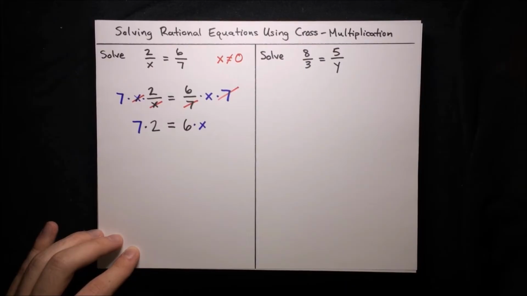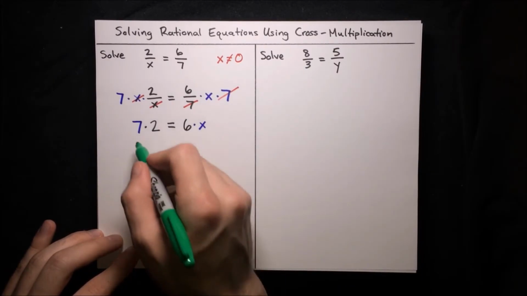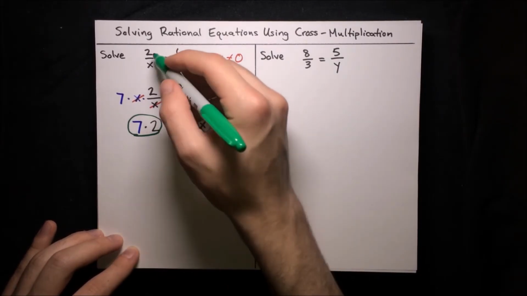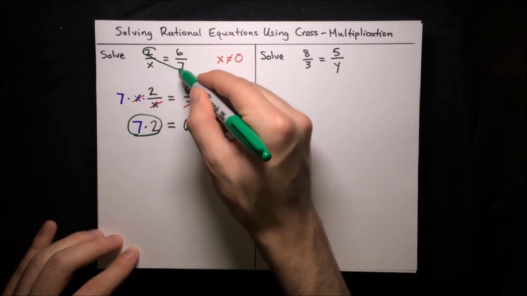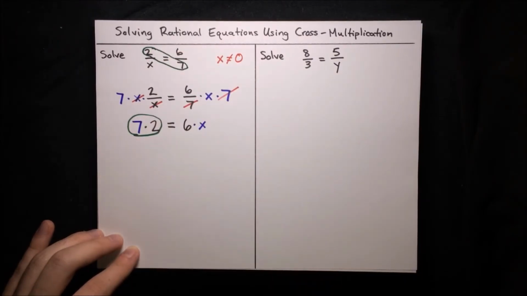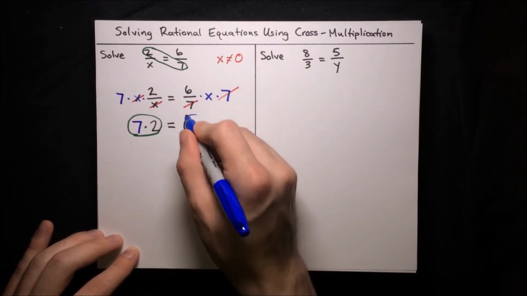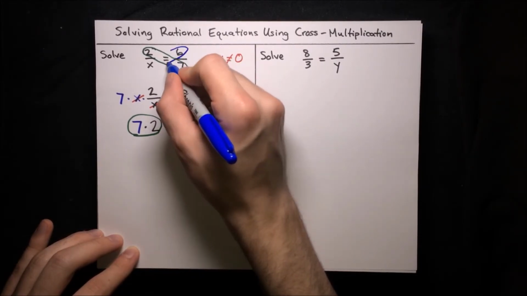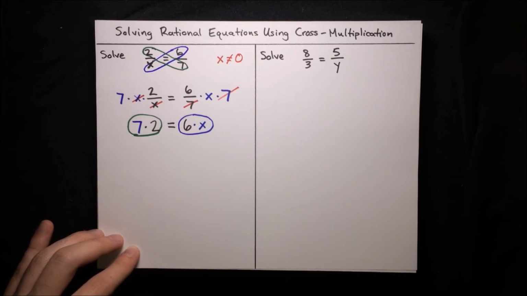The resulting equation just amounts to a cross multiplication. On the left-hand side, 7 times 2 is just the product of the left numerator and the right denominator. Then on the right-hand side, 6 times x is just the product of the right numerator and the left denominator. So going forward, we'll just think about it that way. But for right now, we still need to solve this equation. Let's go ahead and simplify.